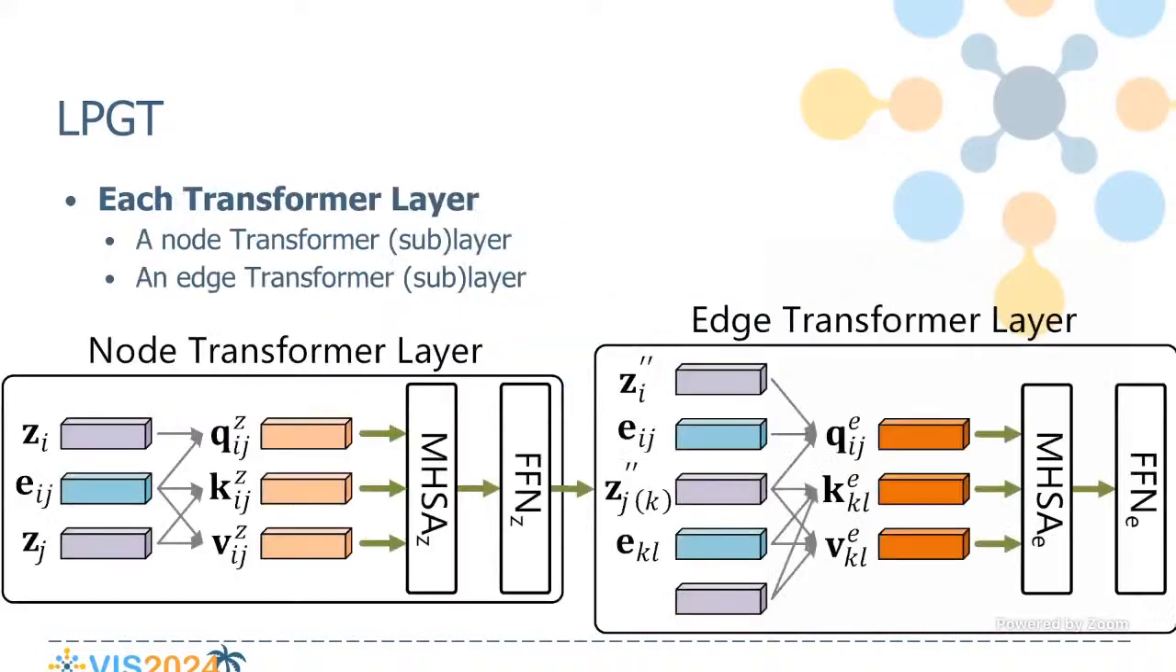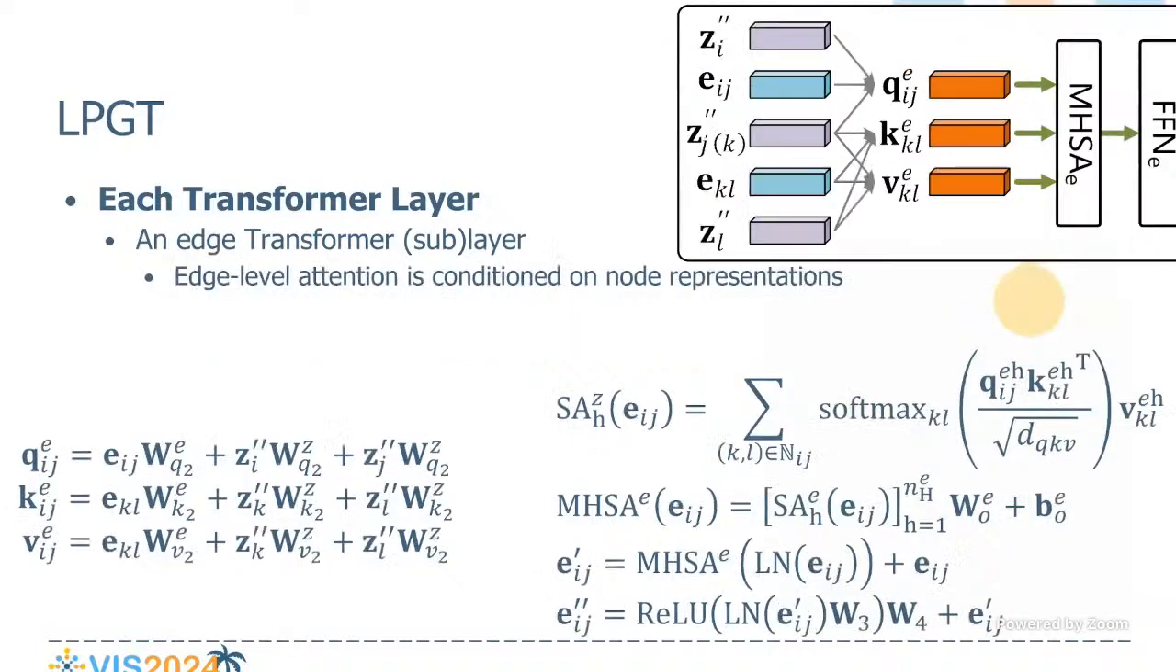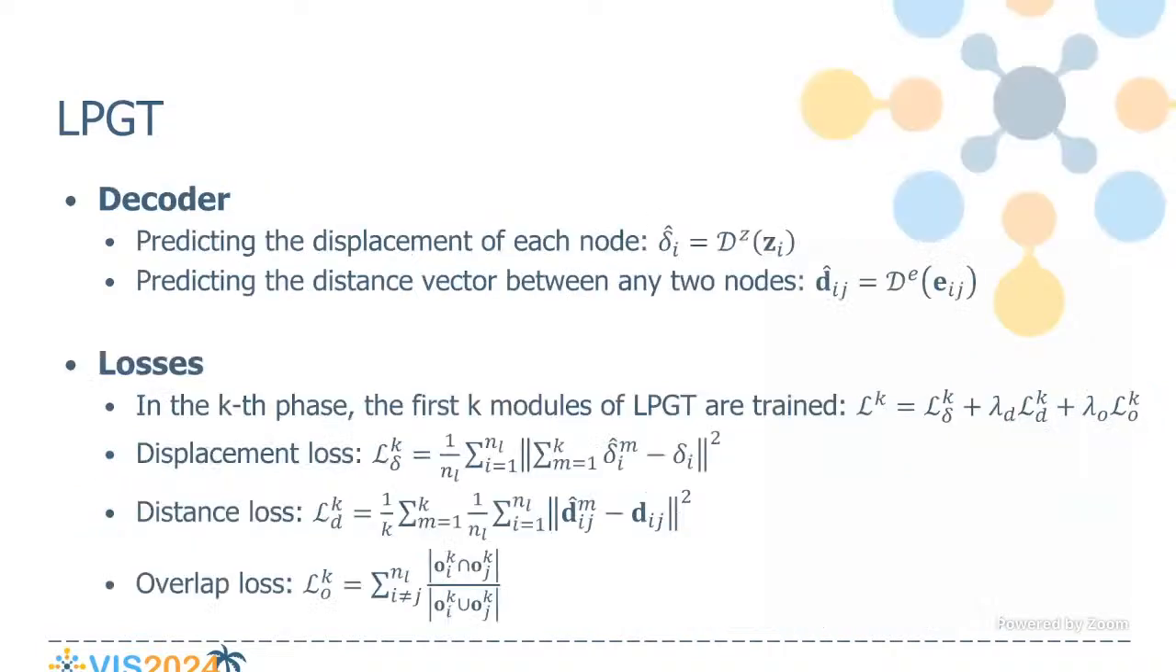The core block consists of several transformer layers, and each transformer layer contains a node transformer layer and an edge transformer layer. The node transformer layer achieves the aggregation and updating of node representations based on the node level attention. It projects QKV vectors from each node representation, simultaneously conditioned on the edge representation between two nodes. We further propose an edge level attention conditioned on node representations to explore the interactions between label relationships. The edge level attention projects QKV vectors from each edge representation and associated node representations, then as the QKV vectors of edges and nodes. The decoder predicts the displacement of each node and the distance vector between any two nodes.